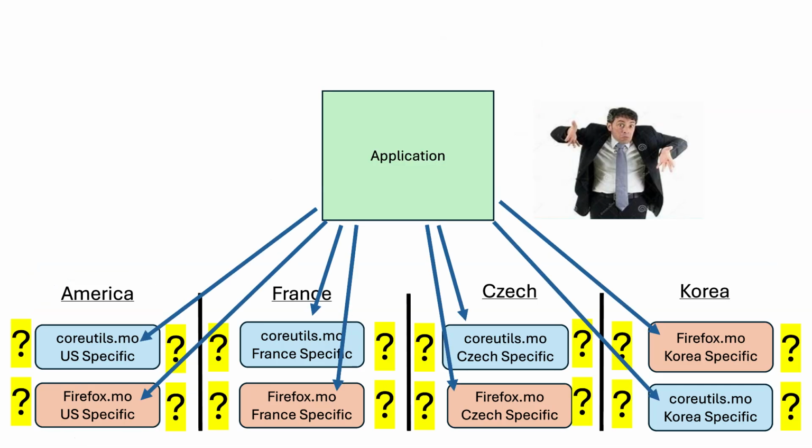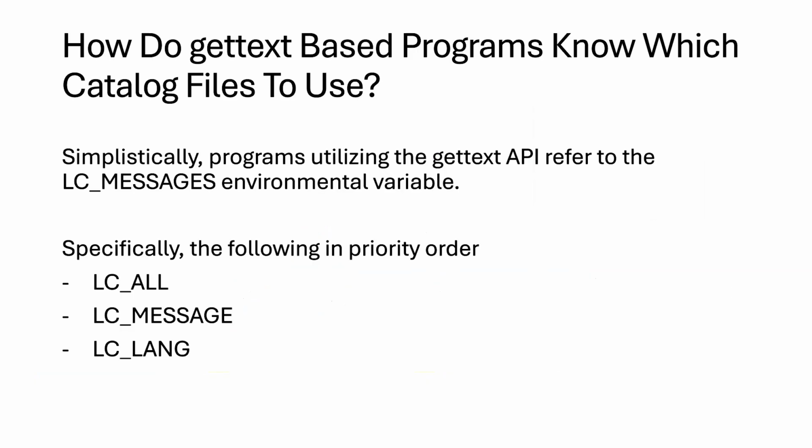Regardless of whether a program's gettext API is looking at a private or public message database, how does it know which individual catalog file to retrieve translations from? Simplistically, programs utilizing the gettext API refer to the LC_MESSAGES variable of its environment. In other words, the following variables in priority order. With these environment variables, internationalized programs utilizing the gettext API will be able to retrieve the translations of the correct language. This is a high-level overview.